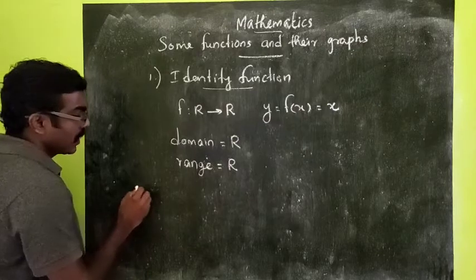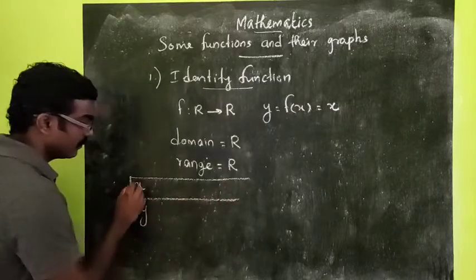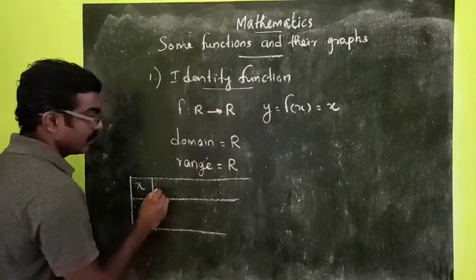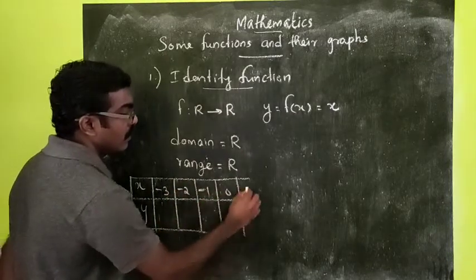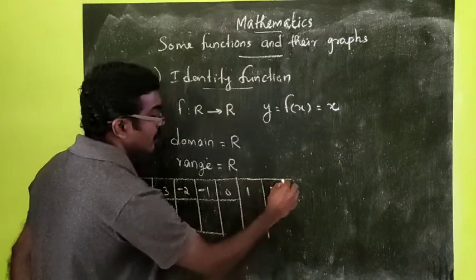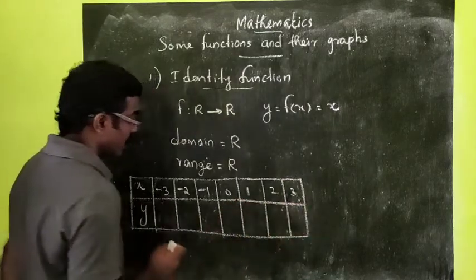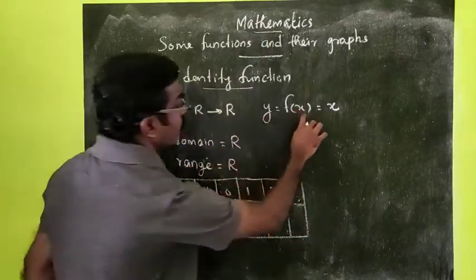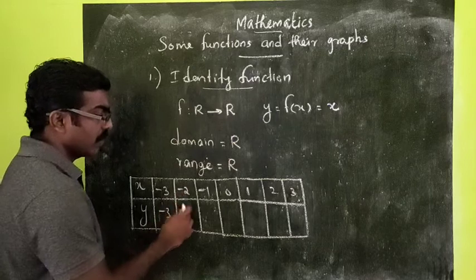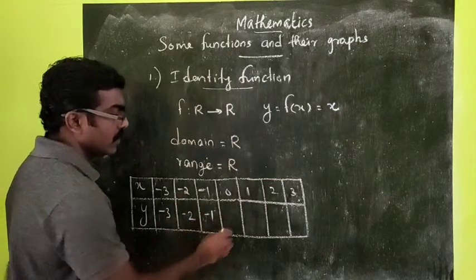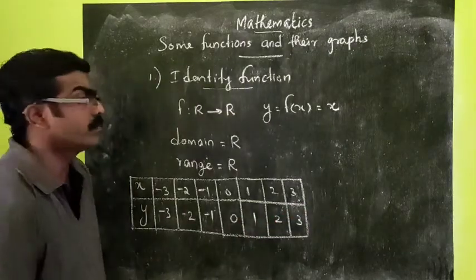Okay. Now we can draw the graph of the function. For that we can take some points: -3, -2, -1, 0, 1, 2 and 3. So here the function is f of x is equal to x. So image of -3 is -3 itself, and -2, -2, -1, -1, 0, 0, 1, 1, 2, 2 and 3, 3. Okay.